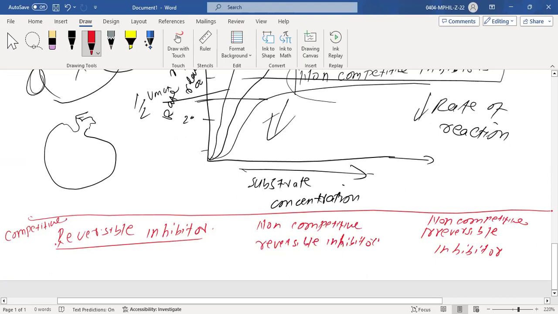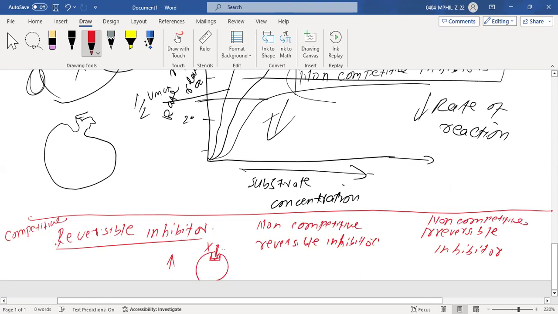Let me show you. Listen. Here you have an enzyme, right? A competitive reversible inhibitor will be an inhibitor that, once a substrate binds on this active site, or an inhibitor binds on this active site, right? Listen, it's important to understand carefully. If you increase the substrate concentration, you can do what? You can break this bond.